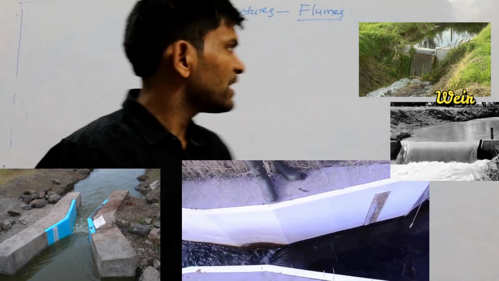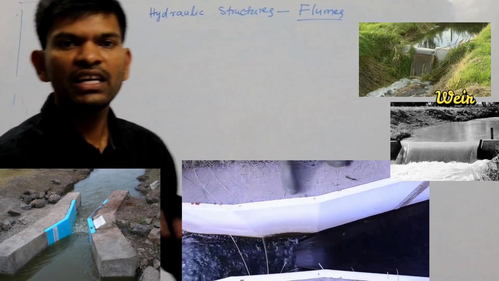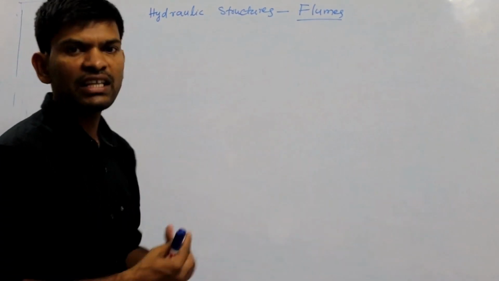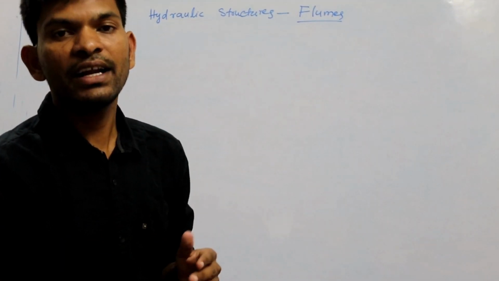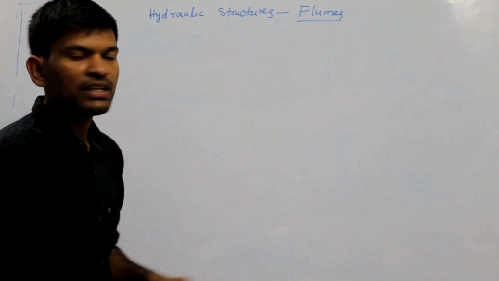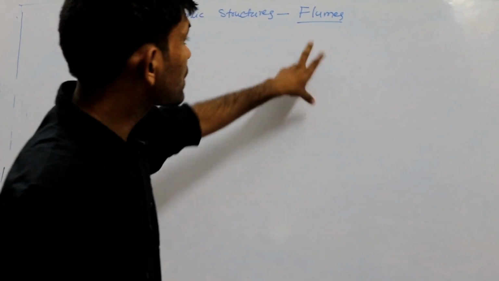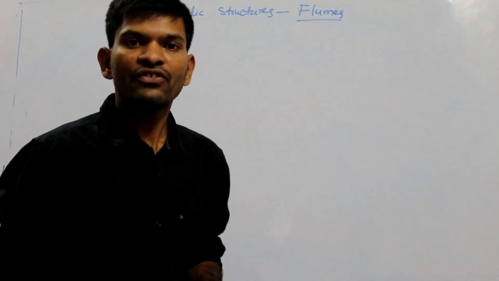behind it. In the flume, the water is not stored, and it works on a very small head as compared to your weir. In the weir, there is a lot of head. That's why the head loss is more as compared to the flume. In the flume, there is less loss of head, and this gives an accurate measurement of flow of water in your open channel.